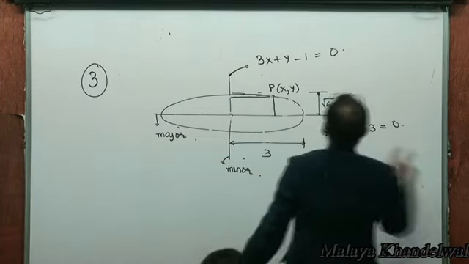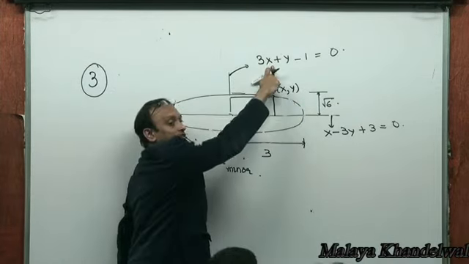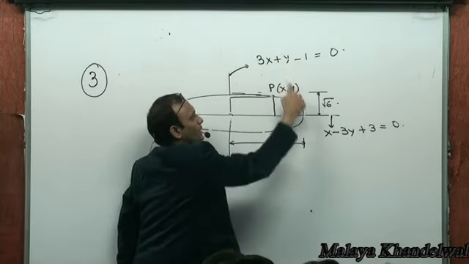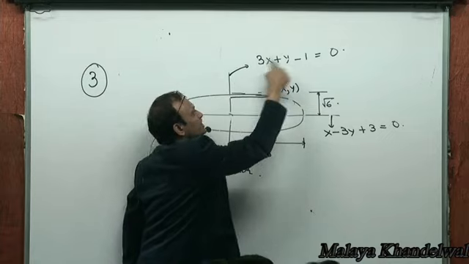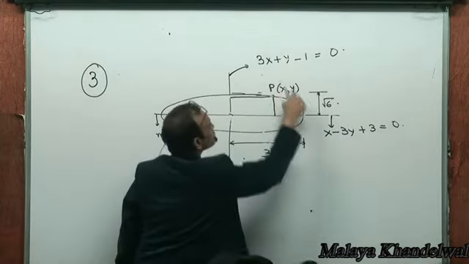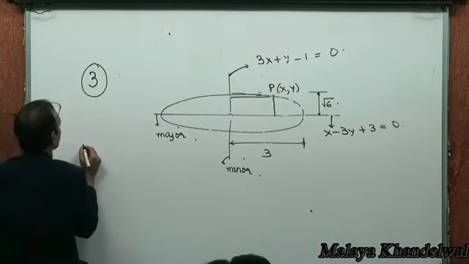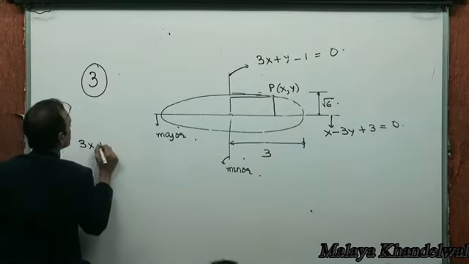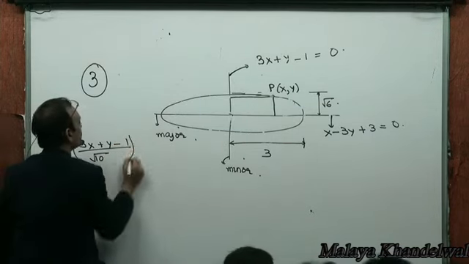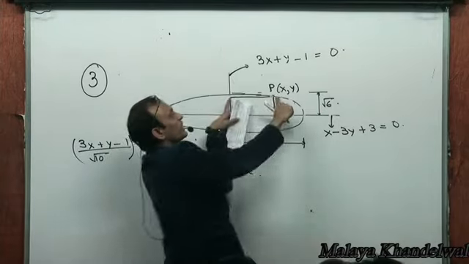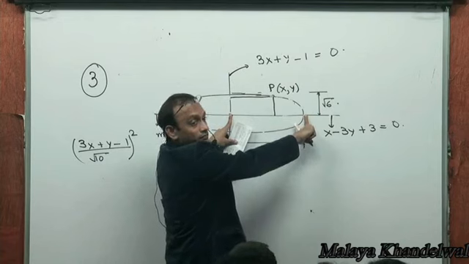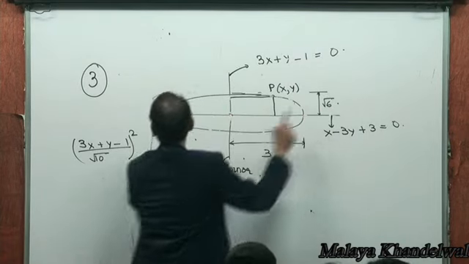Now, the distance of xy from this line is going to be what? Replace this x by this x, this y by this y, divide by root 3 squared plus 1. Perpendicular distance of a point from a line. So the perpendicular distance of xy from this line is 3x plus y minus 1 by root 10, squared. Square of the distance is going to be this, divided by this square, which is 9, right?